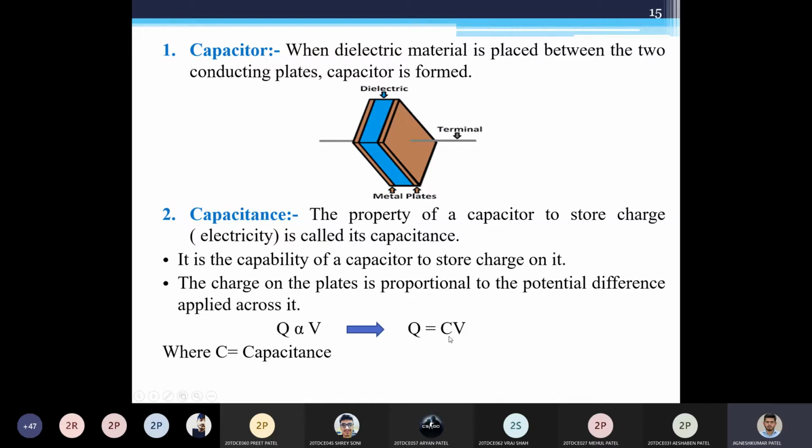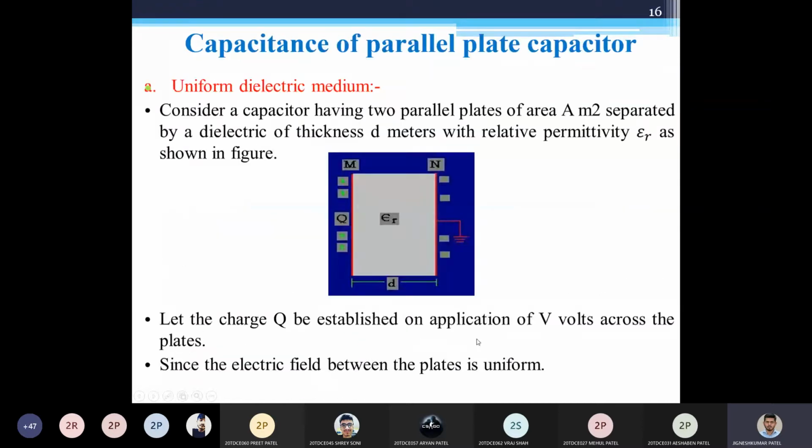Okay, C is not a constant, so that is capacitance itself. The value of capacitance can be found out if you know the charges on the plate and the potential difference across the capacitor. Q is equal to CV is the equation. Then we have seen two types of capacitor.